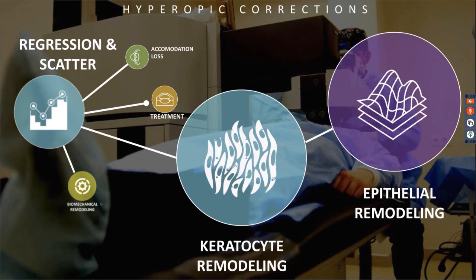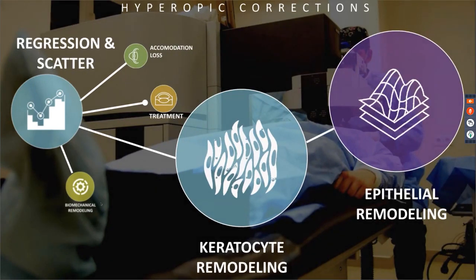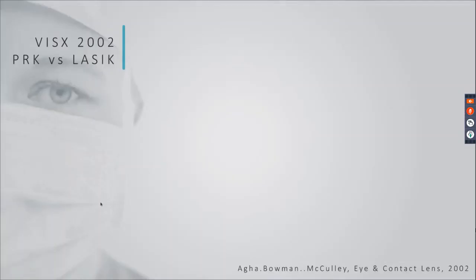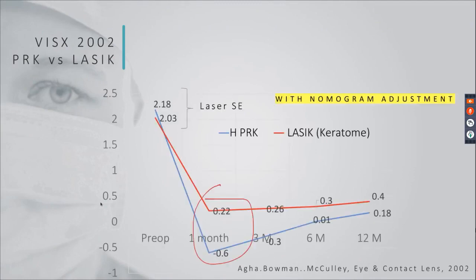So if we review what has been done comparing hyperopic LASIK and hyperopic PRK, the very first and most important study was done with Jim McCulley back in Texas, where they followed the patients up to a year. As you notice here, there was a myopic shift, as we usually see in hyperopic PRK for the first month, leveling off all the way to the 12th month. But you see here, PRK had less total undercorrection than LASIK at 12 months.